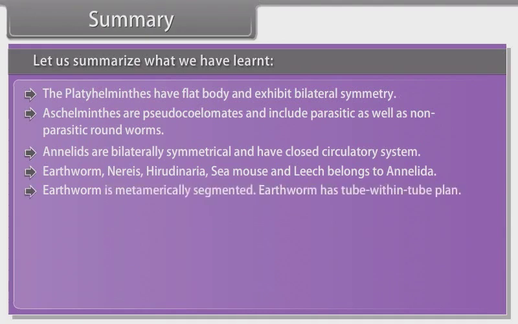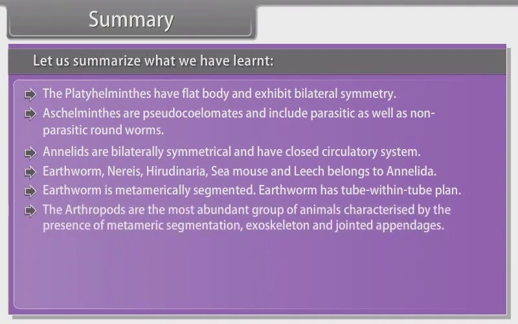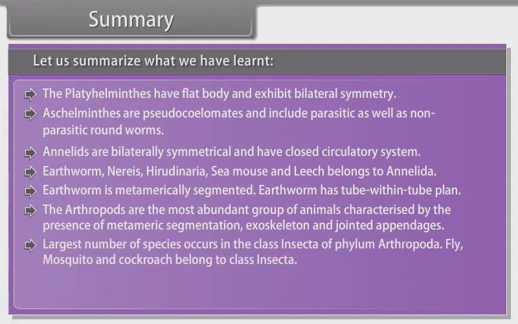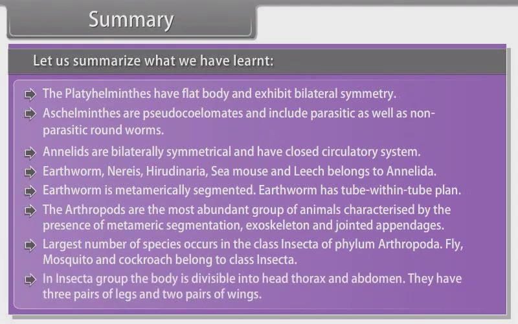Earthworm is metamerically segmented. Earthworm has a tube within tube plan. The arthropods are the most abundant group of animals, characterized by the presence of metameric segmentation, exoskeleton and jointed appendages. Largest number of species occurs in the class Insecta of phylum Arthropoda. Fly, mosquito and cockroach belong to class Insecta. In Insecta, the body is divisible into head, thorax and abdomen. They have 3 pairs of legs and 2 pairs of wings.